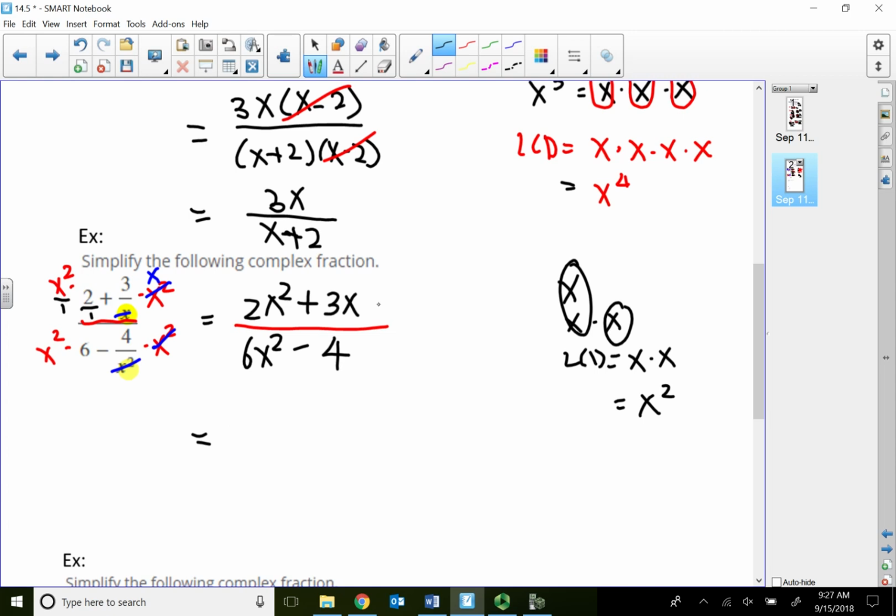So let me factor this top. I think I can factor out an x. So that leaves me with 2x plus 3. Let's see if I can factor out down here. I can actually factor out a 2. Let me do it right here. 6x squared minus 4. If I factor out a 2, that should be 3x squared minus 2 then.